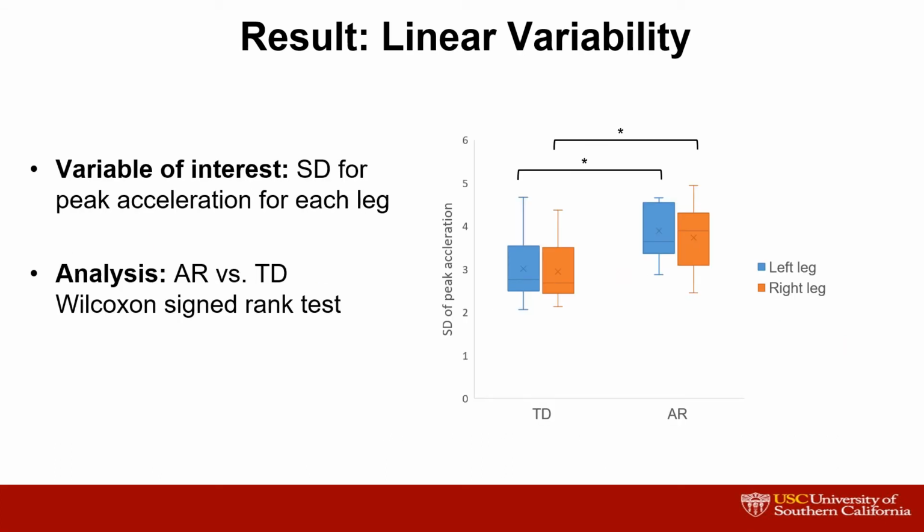Interestingly, the linear analysis shows the opposite. We used the standard deviation for peak acceleration to measure the linear variability. As you can see in the figure, the y-axis shows the standard deviation for peak acceleration. The at-risk group on the right side has significantly higher linear variability of acceleration on both legs compared to the typical developing group.